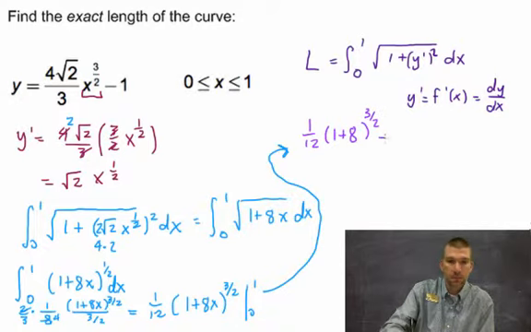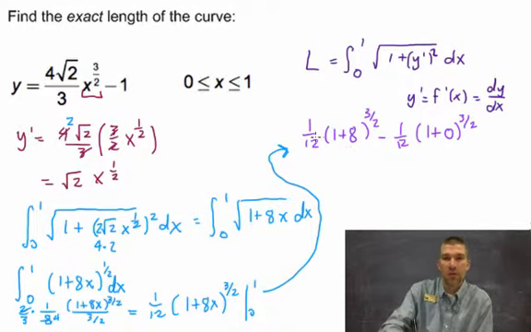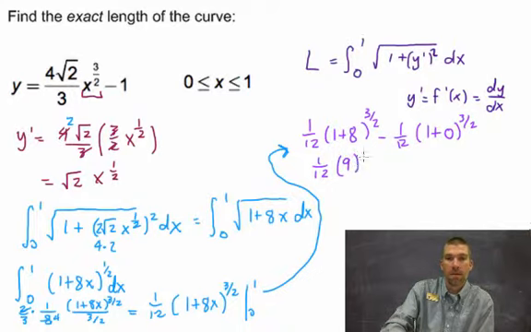minus 1/12 times 1 plus 8 times 0, which is going to be 0 to the 3 halves. So it looks horrible, but it's really not too bad. So this is 1/12 times 9 to the 3 halves. Okay, that's the square root of 9 cubed. That's 27. Square root of 9 is 3.